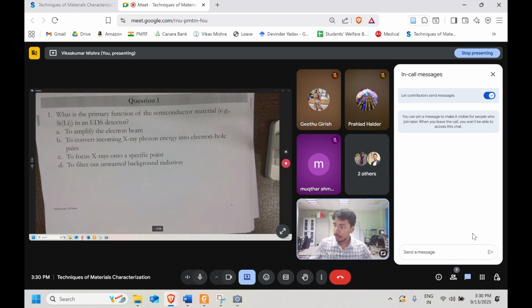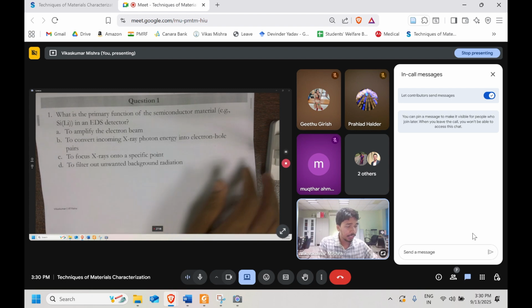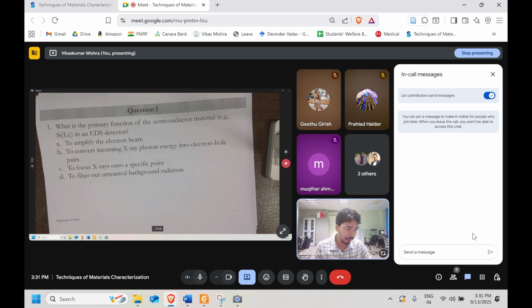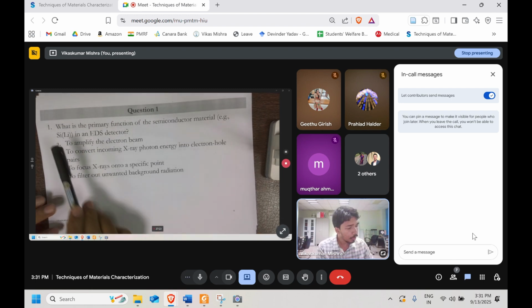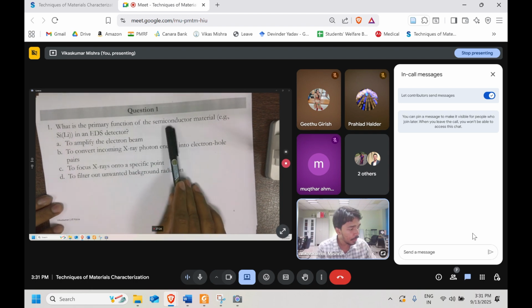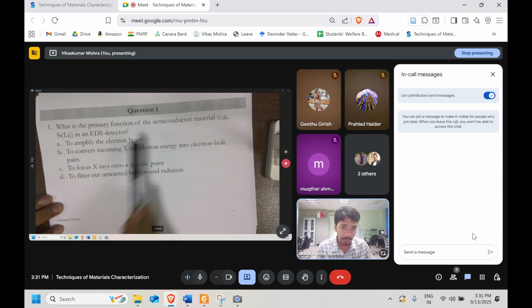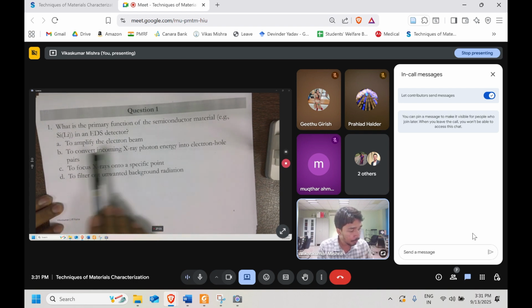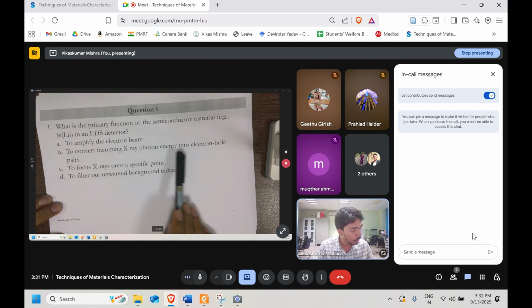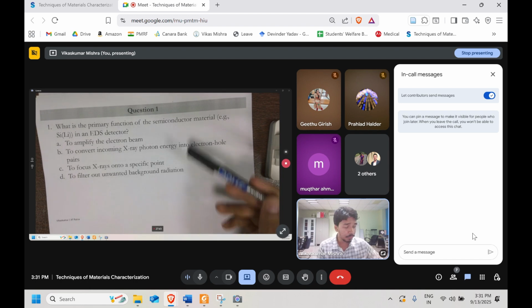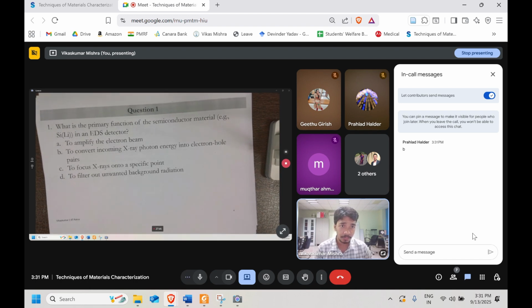So now let's try to solve a few questions based on the information we have collected till now. What is the primary function of the semiconductor material, for example silicon lithium, in an EDS detector? The options are: to amplify the electron beam, to convert the X-ray photon energy into the electron hole pair, to focus the X-ray onto a specific point, or to filter out unwanted background radiation. What do you think? Among these four, which might be the right answer?